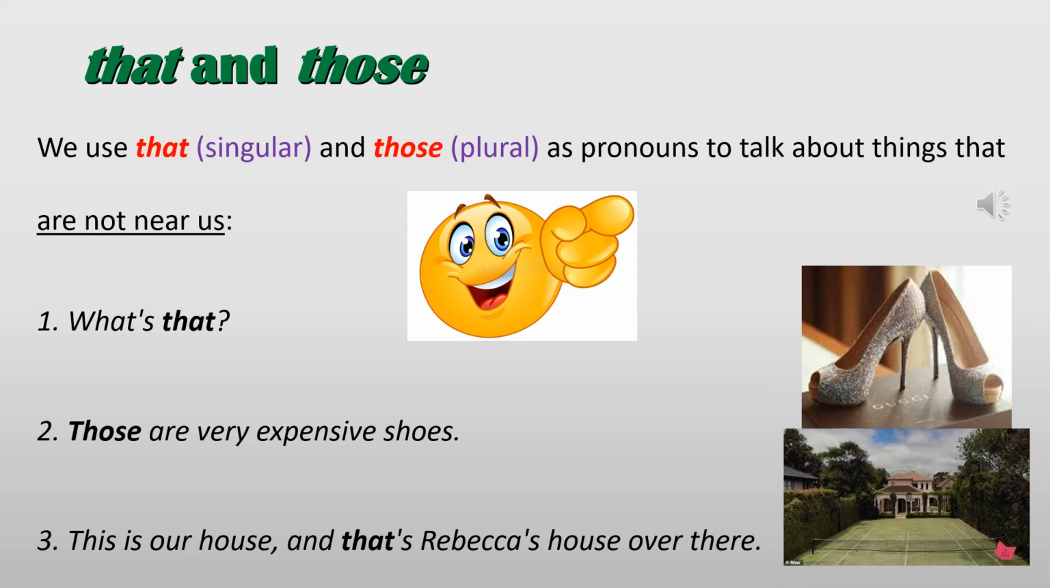Example 2, those are very expensive shoes. Again, to talk about something not near us. This is our house. And that is Rebecca's house over there. So this is our house, and that's Rebecca's house over there. This is to point to something very far. It's not near us.